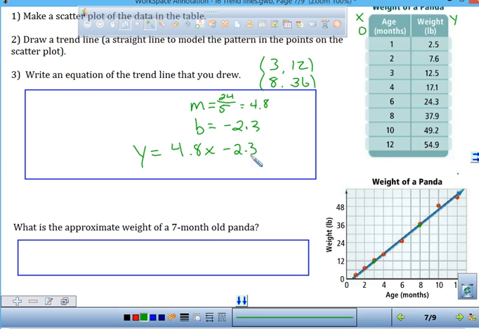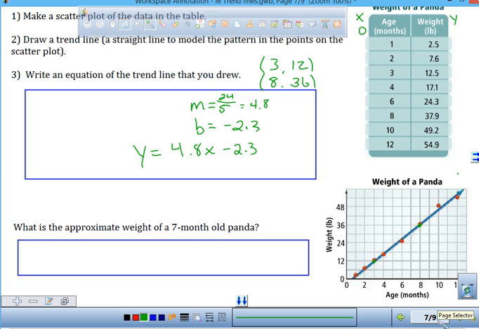I have to put that number into my equation, and then I'm going to see how much the panda is going to weigh. So I know it says approximate the weight of a 7-month-old panda. 7 months is what? Age or weight? Age. Age is represented by which variable? X. So I'm going to substitute the age I was given in for X and solve.